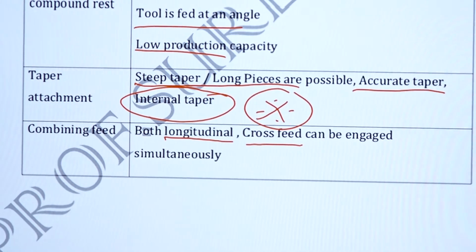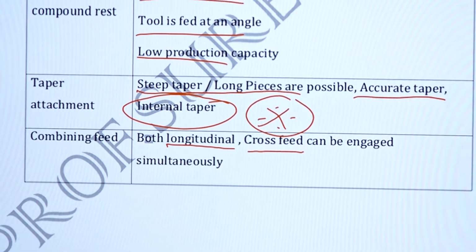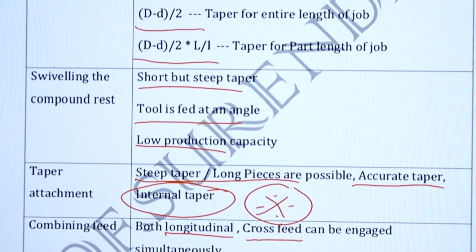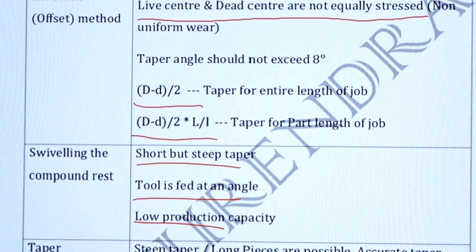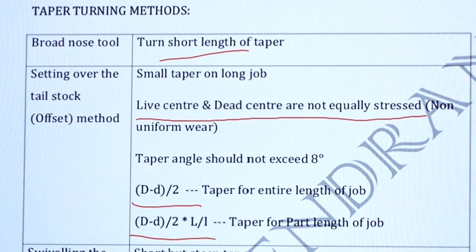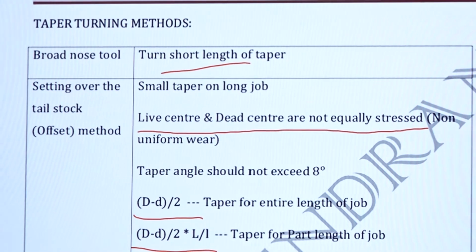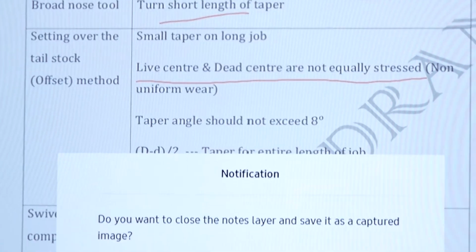So we have 5 methods. The first method is broad nose tool. The second method is tailstock set over method. The third method is swiveling the compound rest. The fourth method is taper attachment method. The next one is combining feed method. With all these methods, the taper can be produced in the cylindrical job.